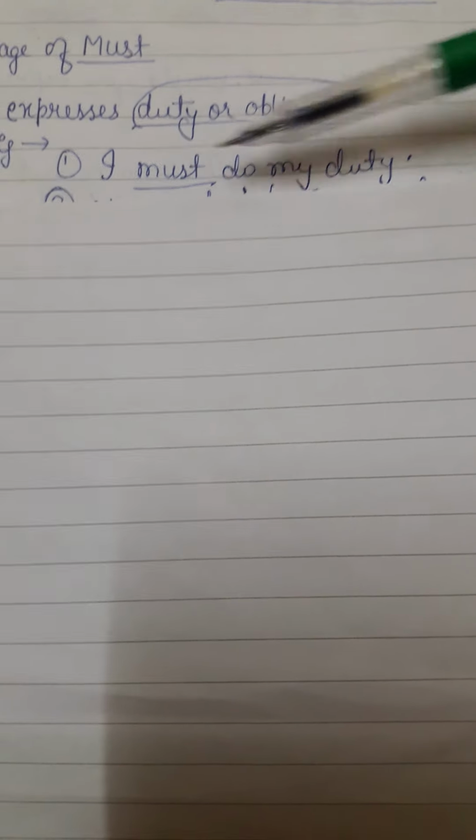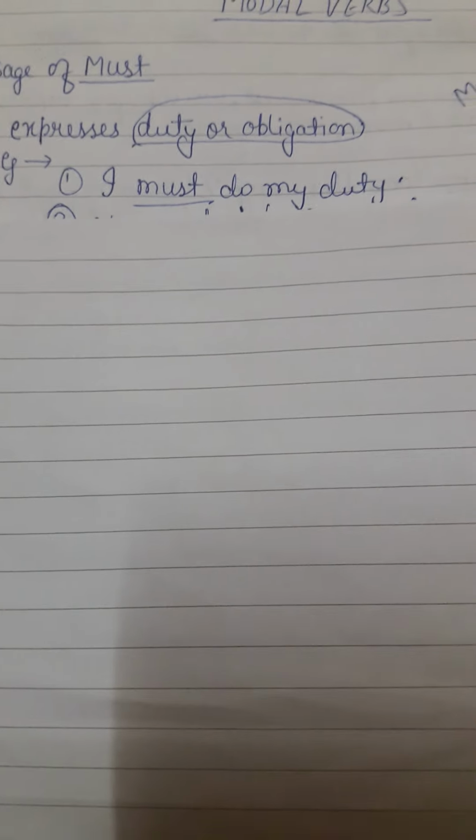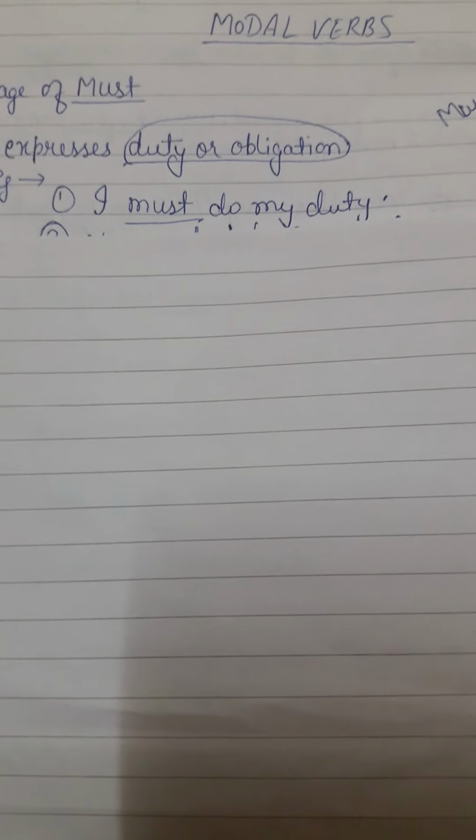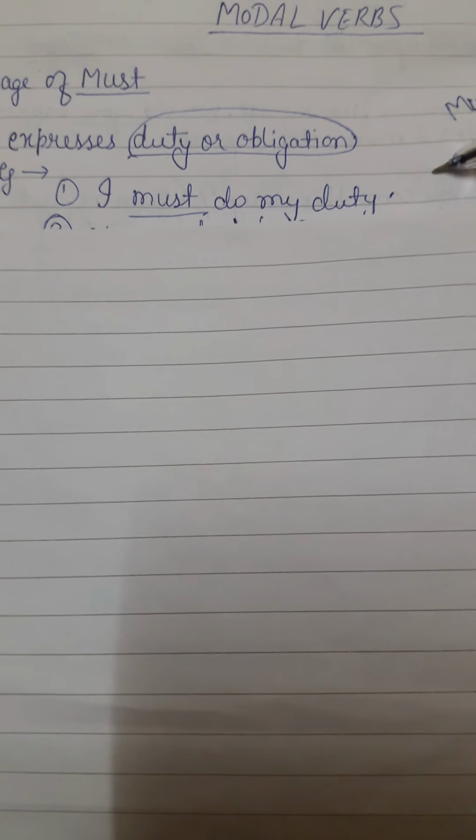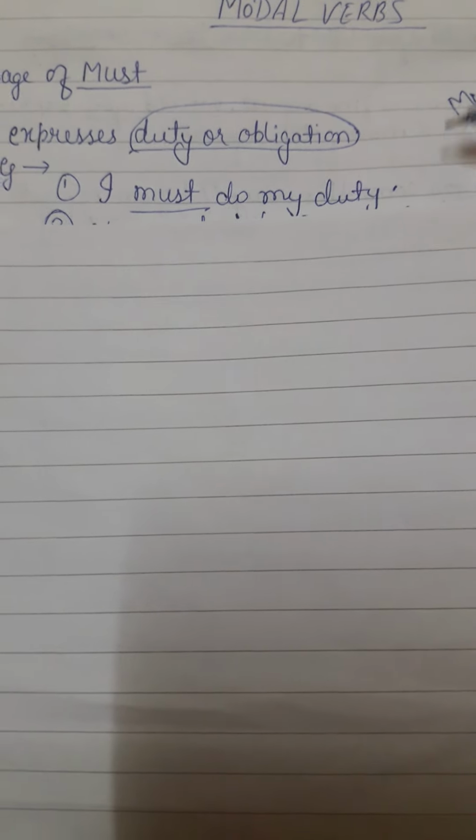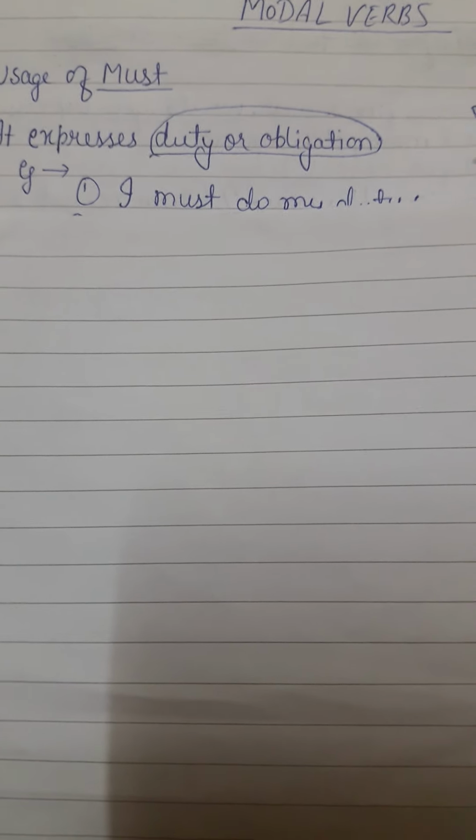Suppose that I say, I must do my duty. See, I am using must. If I am saying a sentence like this, it means I am feeling a strong sense of duty. I am expressing the thing in this way with the usage of must. I must do my duty. It means I am feeling a very strong sense of duty.